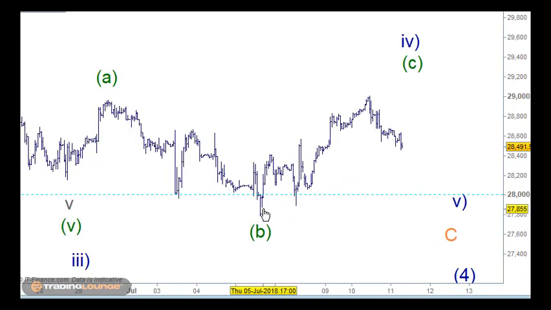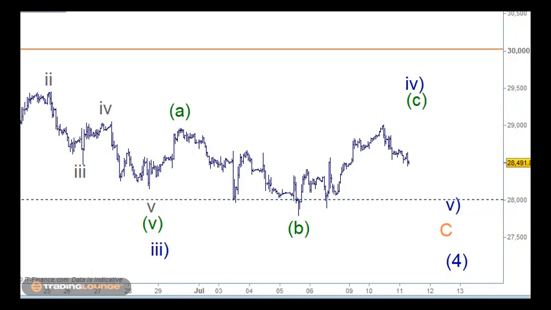So those 5 waves are 1, A, B, C for 2 here, and 1 and 2 and 3 and 4 and 5. So we're still one wave short here, but at the same time this looks quite bearish here, doesn't it?